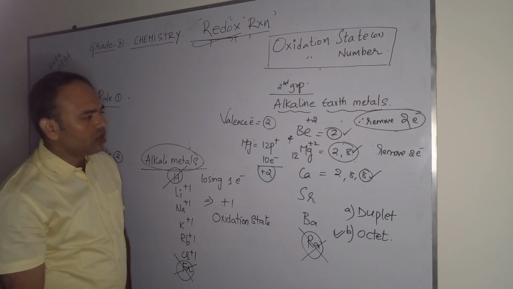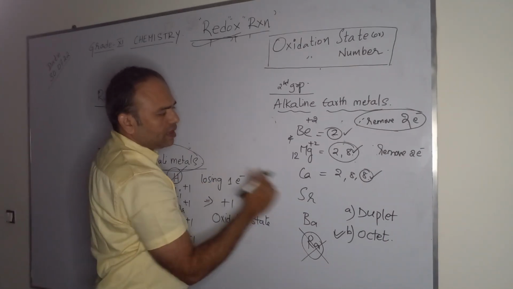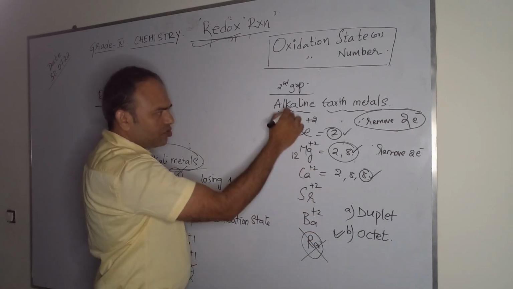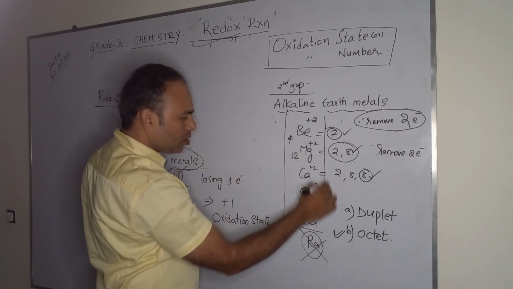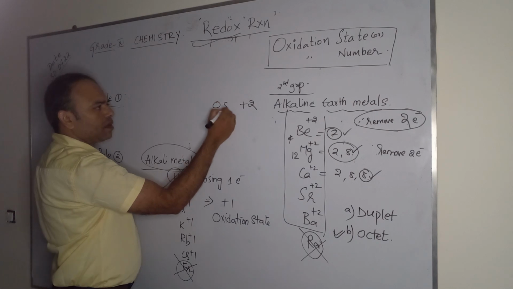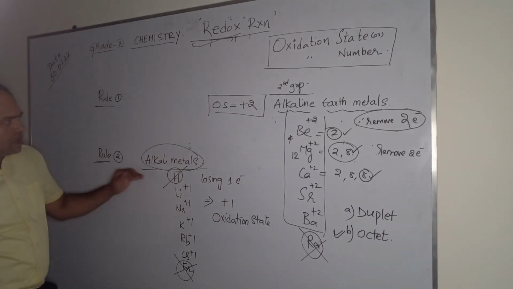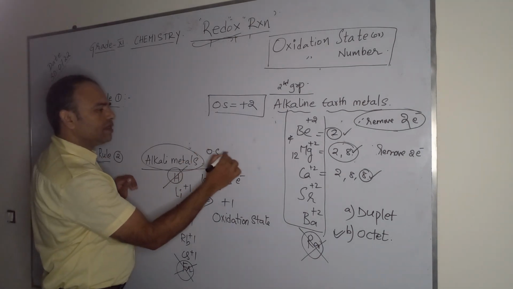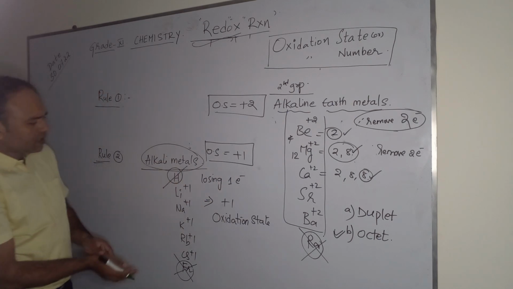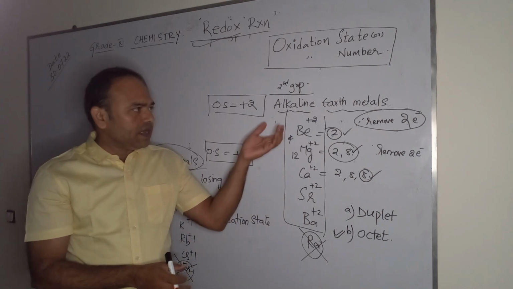Hope you are following this. Hence what can I write? I can write like this: calcium +2, strontium +2, barium +2. Finally, the oxidation state of alkaline earth metals is +2. Hope you are able to understand. So the alkali metals oxidation state is equal to +1. Okay, we got information from alkali metals and information from alkaline earth metals.